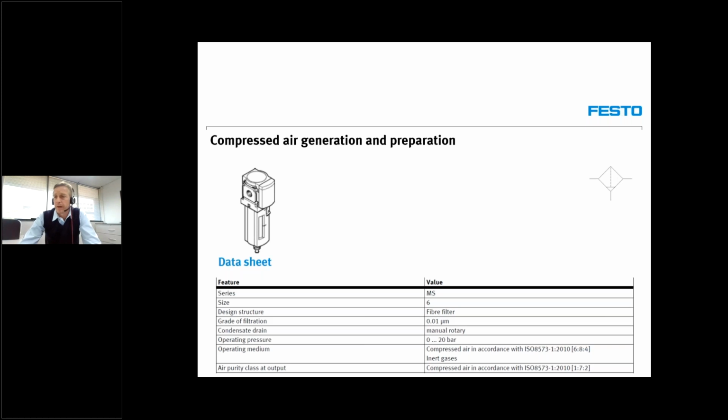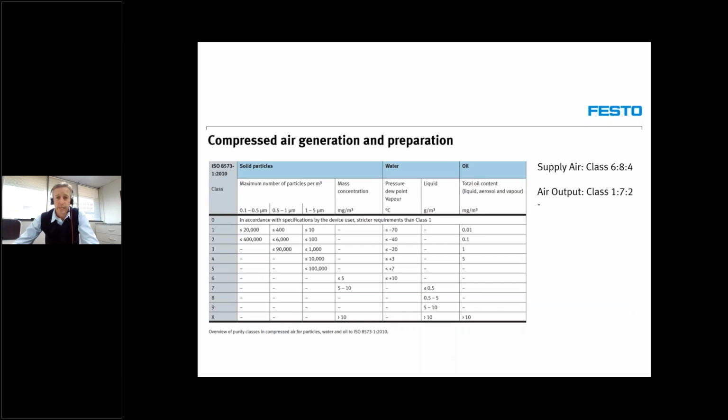So if we look at an example of a microfilter with 0.01 micron filtration, you will see it over there. You will see that it needs a supply air class of 6-8-4. So that is the class of the supply air. And it has an output class rating of 1-7-2. So after it went through this filter, it would have a class rating of 1-7-2. Now, this means that for the supply air of class 6-8-4, the solids should be at class 6. So you can see there, the water content should be at class 8.